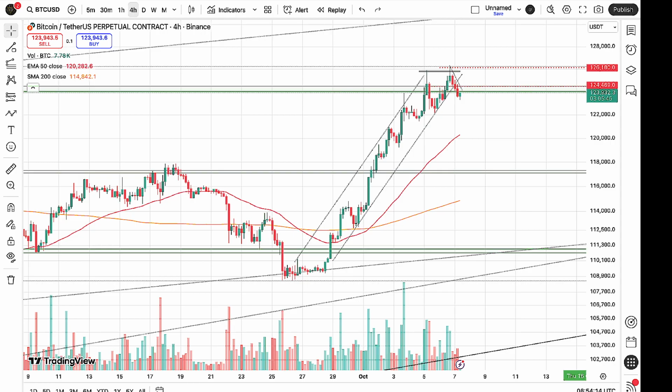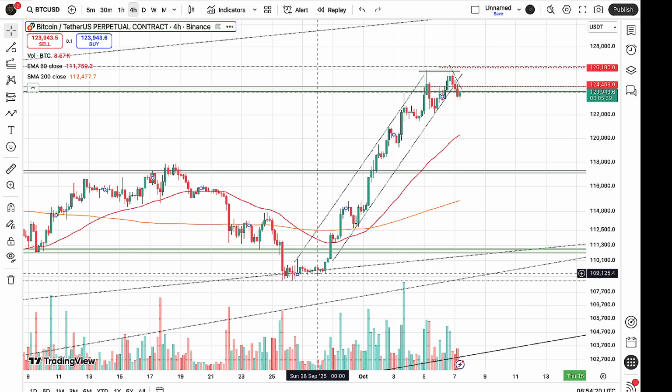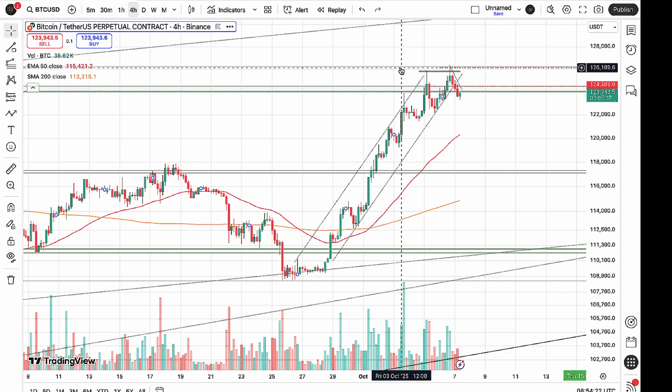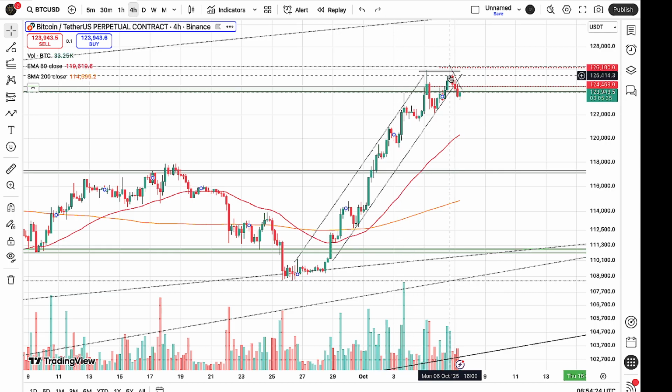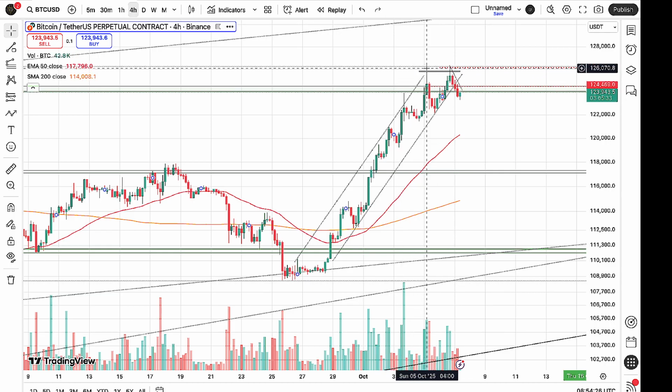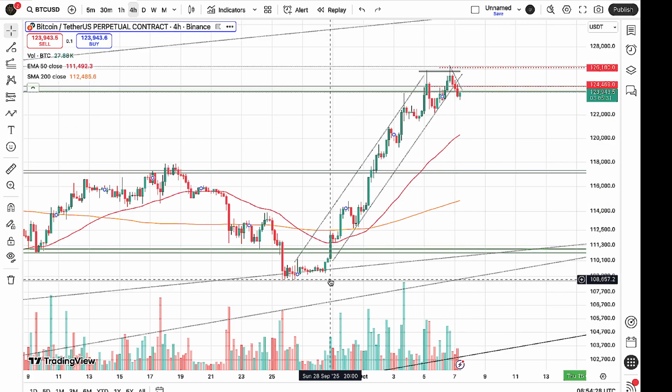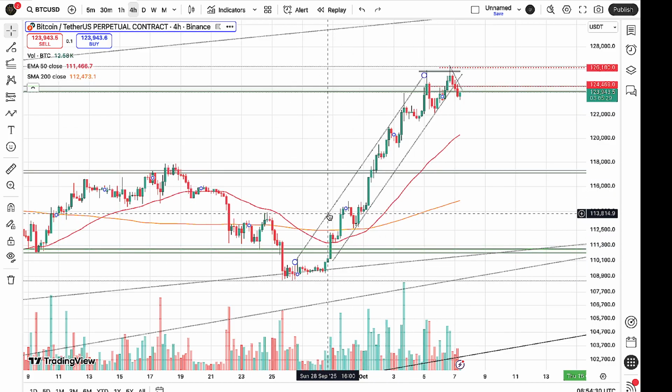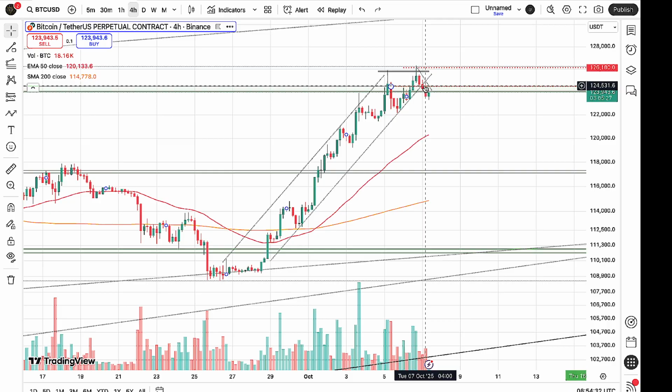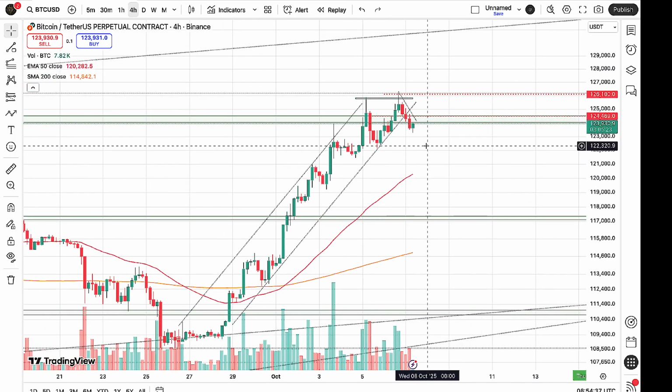We're looking at the Bitcoin 4-hour chart. As you can see, we had a nice run off these lows from about 109 all the way up to all-time highs that we had last night, with a little quick wick above the previous highs. However, as we're drifting up, we formed this channel that we broke through last night. As soon as we broke through, I did take a short position.